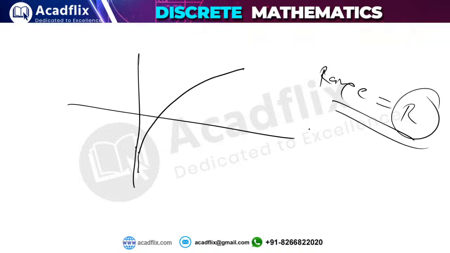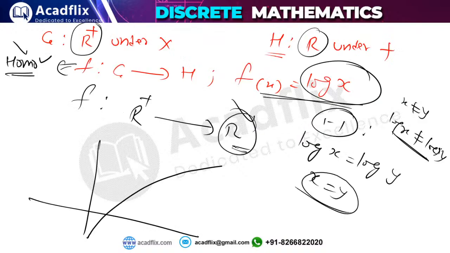Okay, and our codomain is also R. So yes, range is equal to codomain. Hence we can say that this function f(x) is both 1-1 and onto. So we can say that this function f is a bijection, and we have already seen that this function f is a homomorphism. So we can say that this function is an isomorphism.